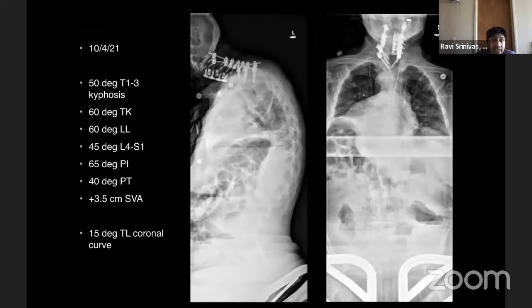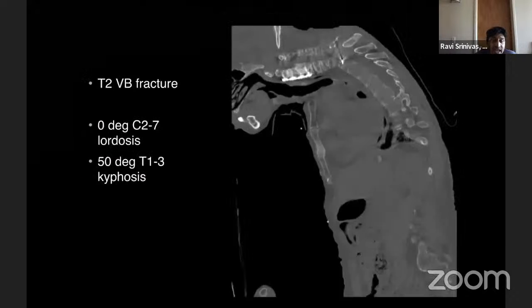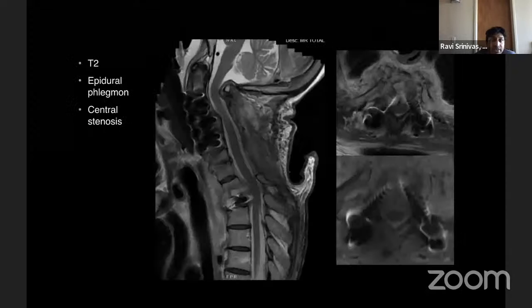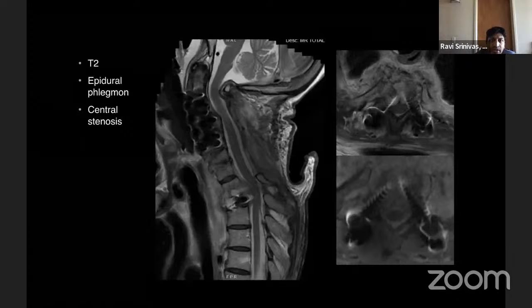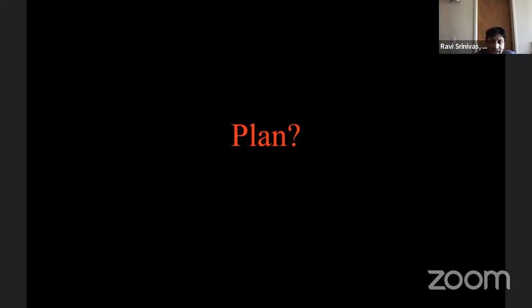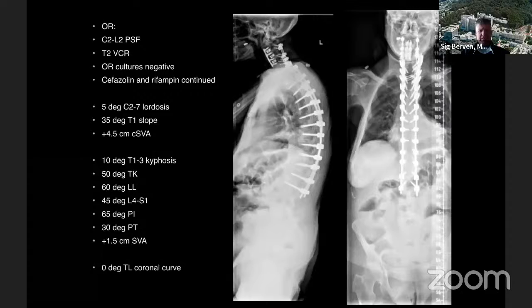Next slide. And then this is just her overall alignment. We see at T1 to T3, there's about 50-degree kyphosis across that junction. Next slide. This is just the CT scan, better showing that T2 fracture. Next. Okay, and then our MRI showing the central stenosis here at that junction and that epidural collection there. Next slide. And then some remarkable flexibility there between, this is what you were talking about, the standing film versus the supine film.